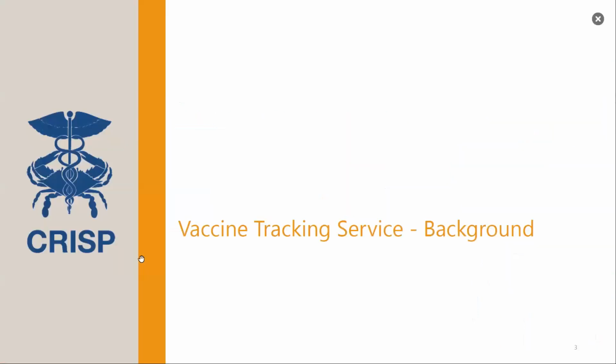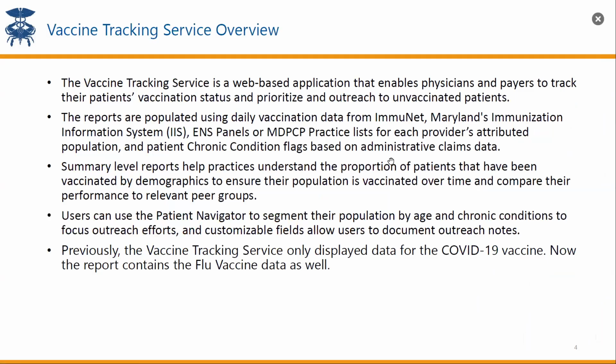And with that, I'll move into the background of the vaccine tracking service. The vaccine tracking service is a web-based application that enables physicians and payers to track their patients' vaccination status and prioritize outreach to unvaccinated patients. The reports are populated using daily vaccination data from Immunet, Maryland's immunization information system, and the patient list comes from our ENS panels or MDPCP practice attribution list. We also have chronic condition flags that are based off of claims data.